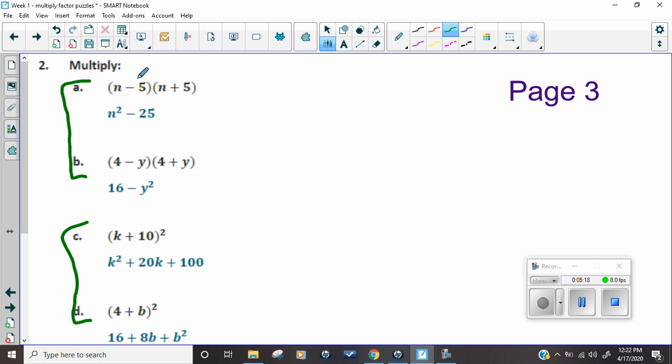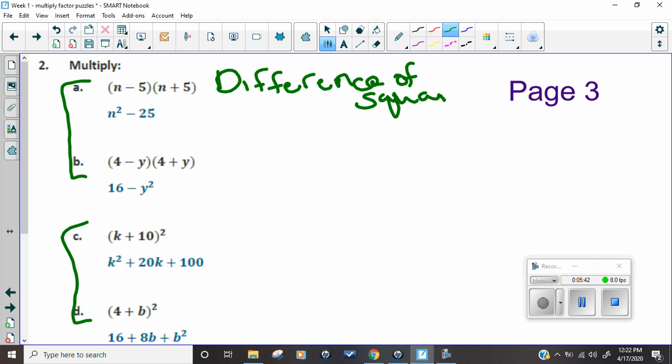I wanted to point out that these two are similar and these two are similar. So the first two are the same except one has a negative and one has positive in the middle. That is called difference of squares. Difference means subtraction. Squares means I end up with an answer like this, squared with a negative in the middle.